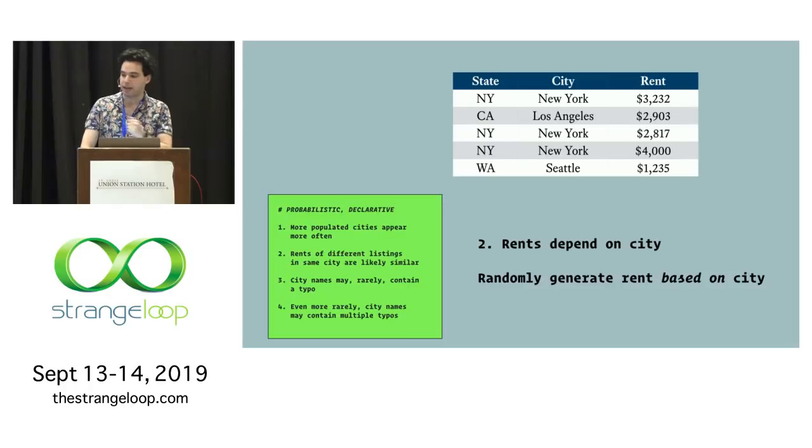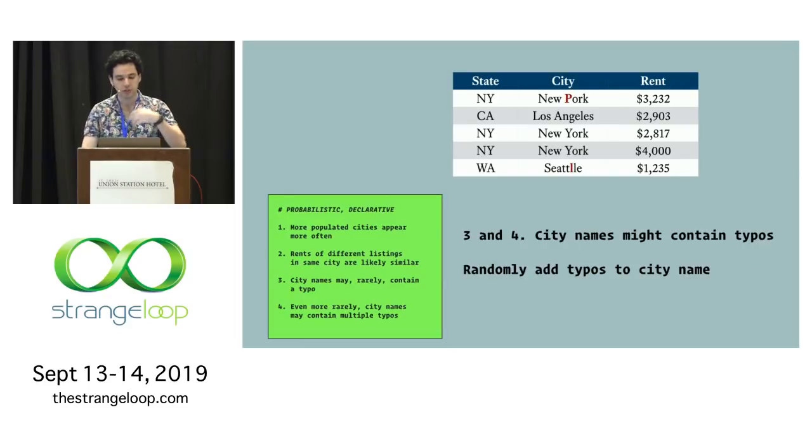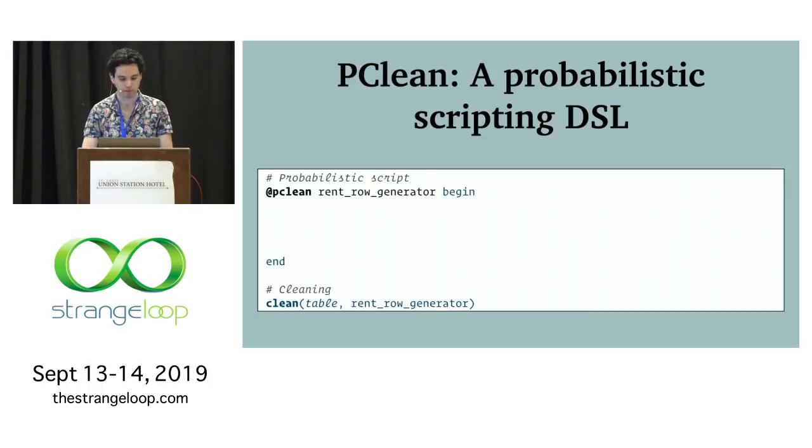To encode that rents depend on the city, we can randomly generate a rent based on the city. If we do this by adding noise to some average rent for the city, rents for the same city will cluster together. And to encode that city names might contain typos, for each city name we can randomly decide to add typos or not, with some small probability. So that's the idea behind this probabilistic scripting DSL called Pclean for data cleaning.